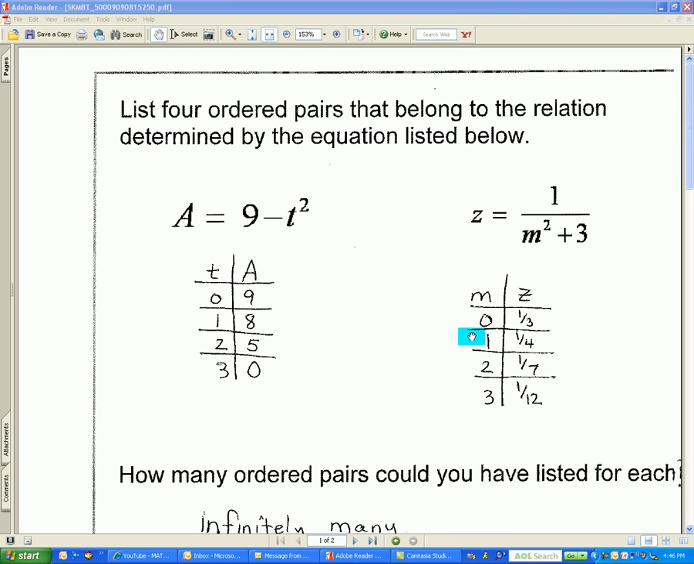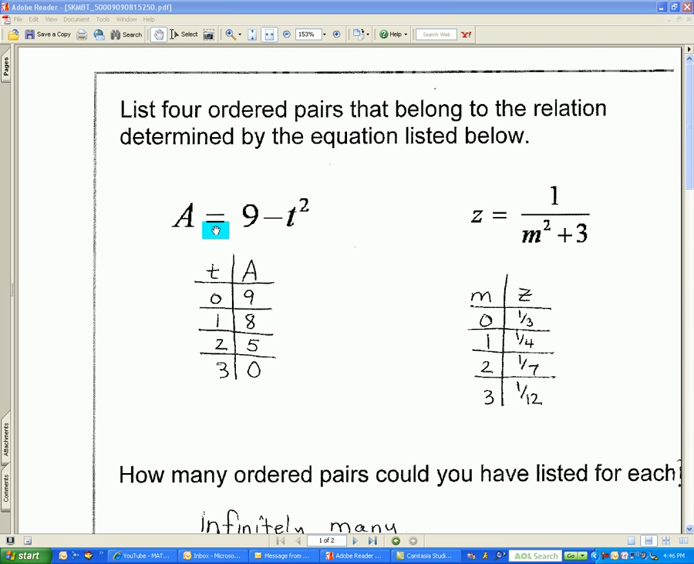Okay, ladies and gentlemen, let's go ahead and finish up section 1.5. What we're asked to do here is to list four ordered pairs that belong to the relation determined by the equation listed below. The first relation I'm given is A equals 9 minus t squared.